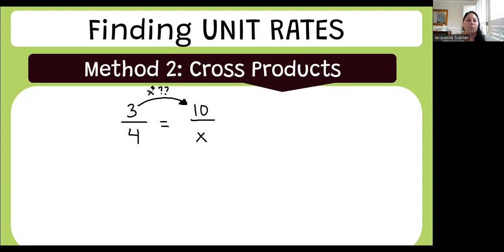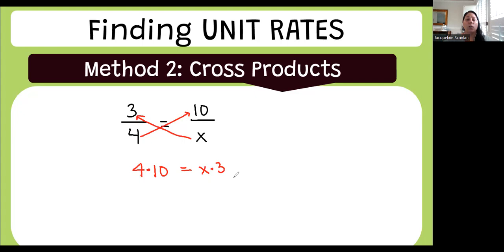So instead of using that method, I am going to use that cross product method that I just showed you. So let me show you how that works again. The first thing I'm going to do is cross multiply. It doesn't matter which one you start with. You can do 4 times 10 first, or you can do x times 3 first. It doesn't really matter how you do it. You're going to get the same answer. So we're going to do 4 times 10, we're going to cross multiply, and we're going to set it equal to the other cross product of x times 3.